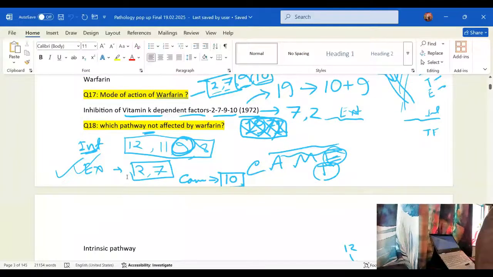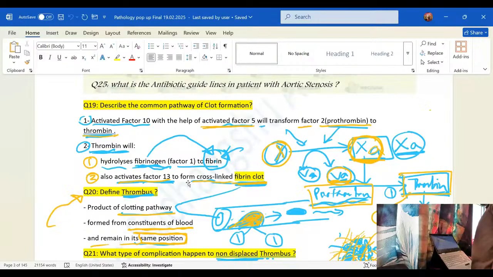But if they ask which pathway will be affected, that is factor 10 with the help of factor 5, which will transform prothrombin to thrombin, and thrombin will cause fibrinogen to fibrin, and it activates factor 13 to form a cross-linked fibrin clot.